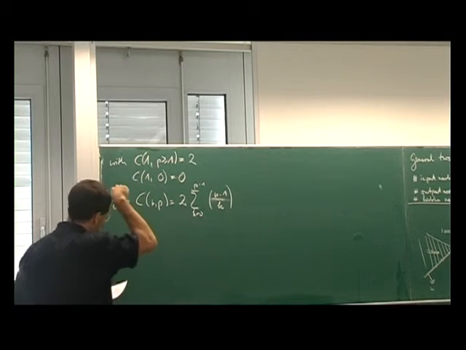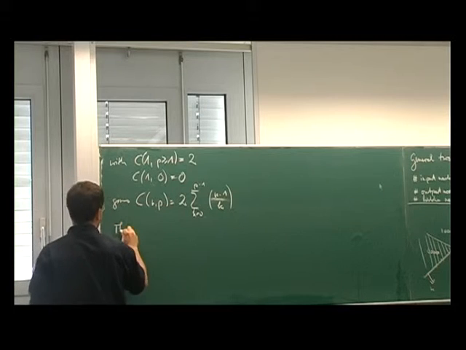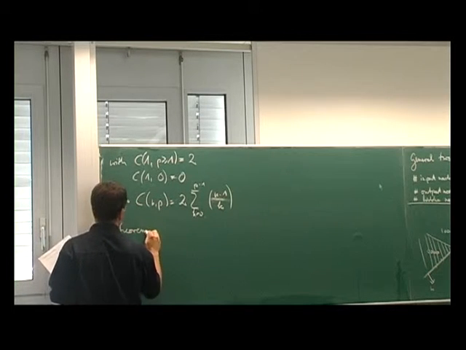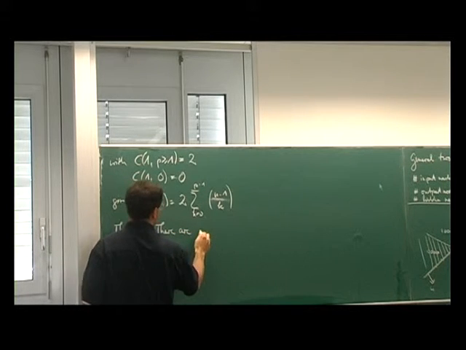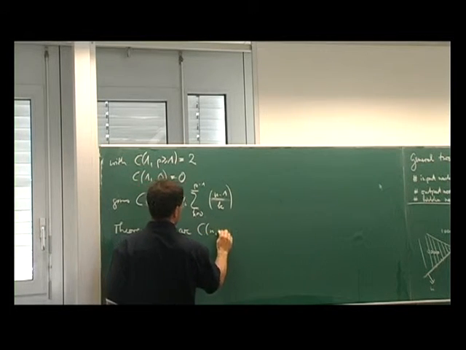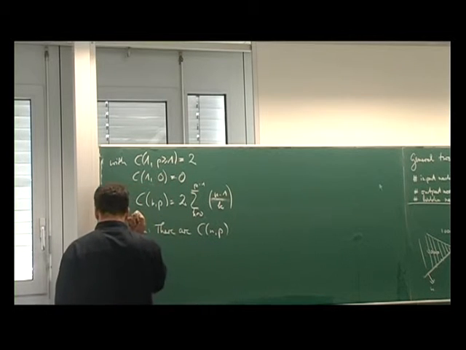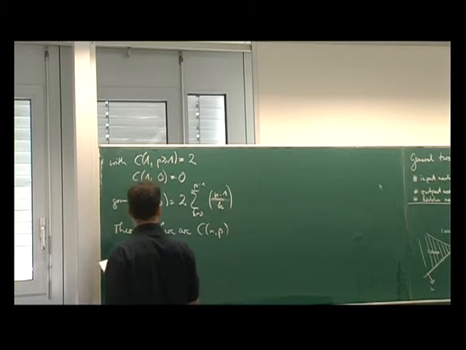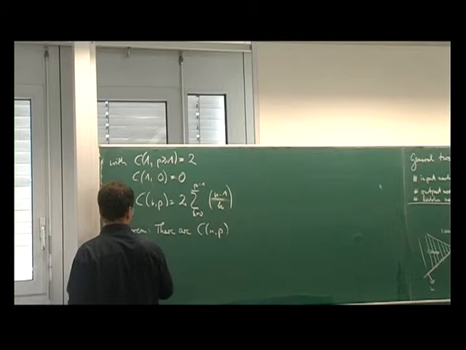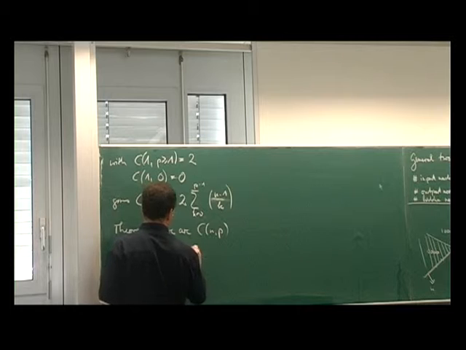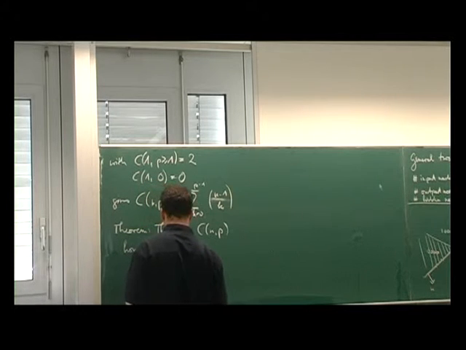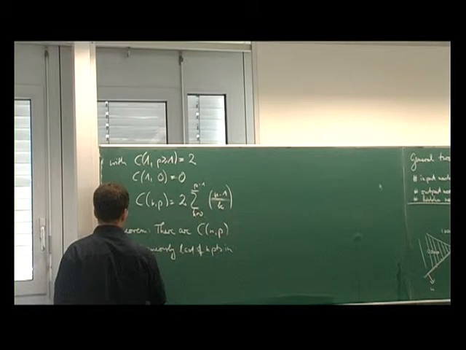Okay, and this is the subject of the function counting theorem. There are C(N,P), in homogeneous coordinates, so homogeneously, linearly separable dichotomies of N points in P dimensions.